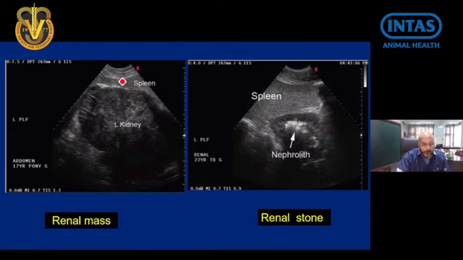So look at this kidney in the horse. You can see this is the spleen here, and the left kidney is having a mass, a renal mass over here. Okay, then you can see this is the kidney here. This is the acoustic shadow. You can see this is nephrolith. So formation of liths is quite common in draft horses.